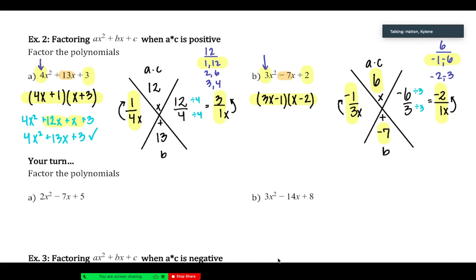So these two problems down below, your turn A and B, those are for you guys to practice on your own. So I'll give you a few minutes to start working through those, and then we'll go through those together.